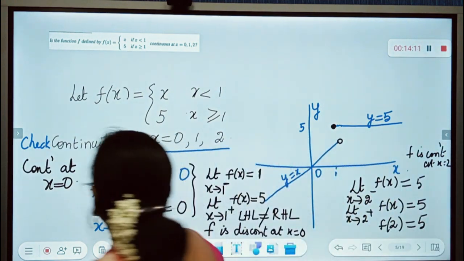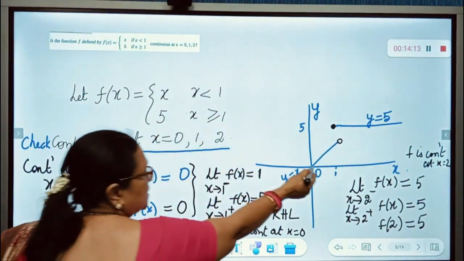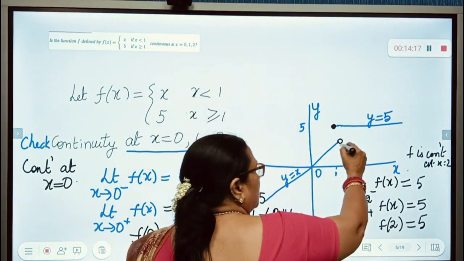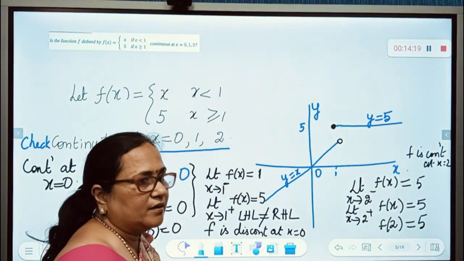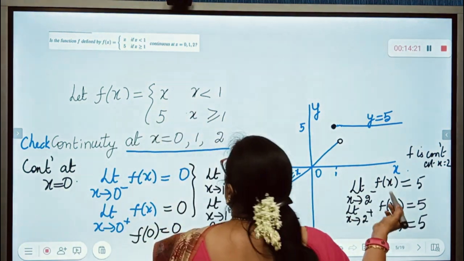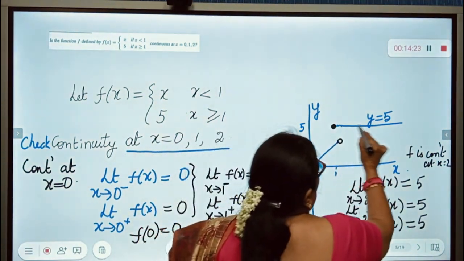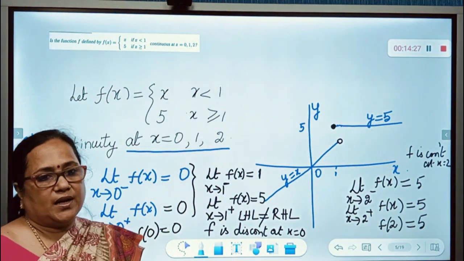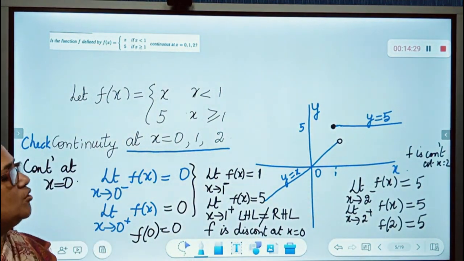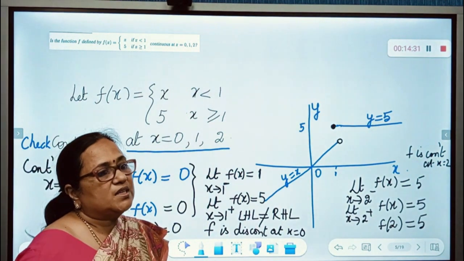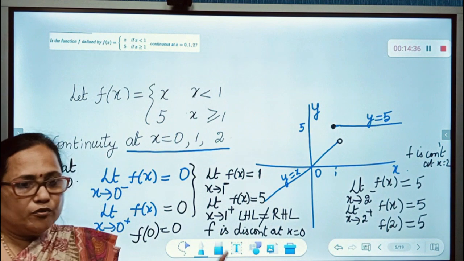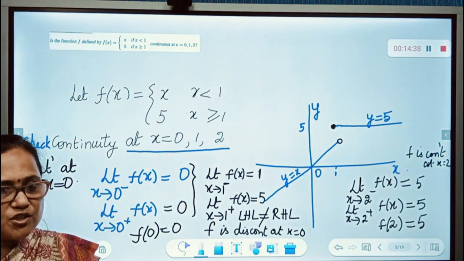So it is discontinuous at x equal to 1, as you can see from the graph. When x is less than 1, I can draw the graph without lifting my hand. When x is greater than 1, y equal to 5, that's also a straight line which I can draw without lifting my hand. There is a jump at x equal to 1. So there is a discontinuity happening at x equal to 1. Are you able to follow what is a continuous function?